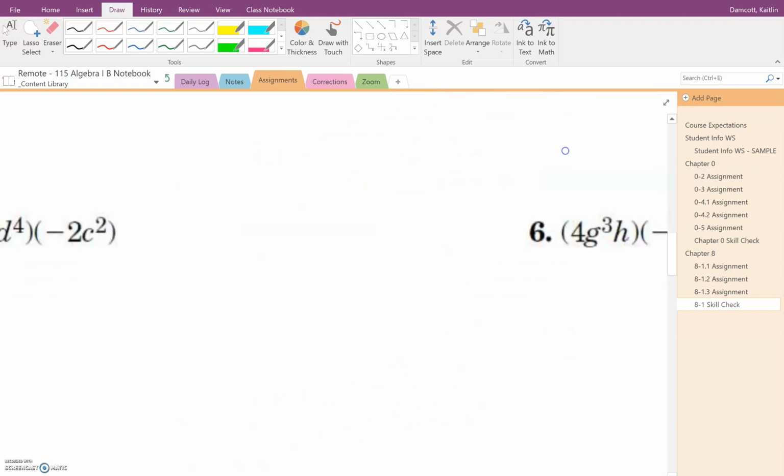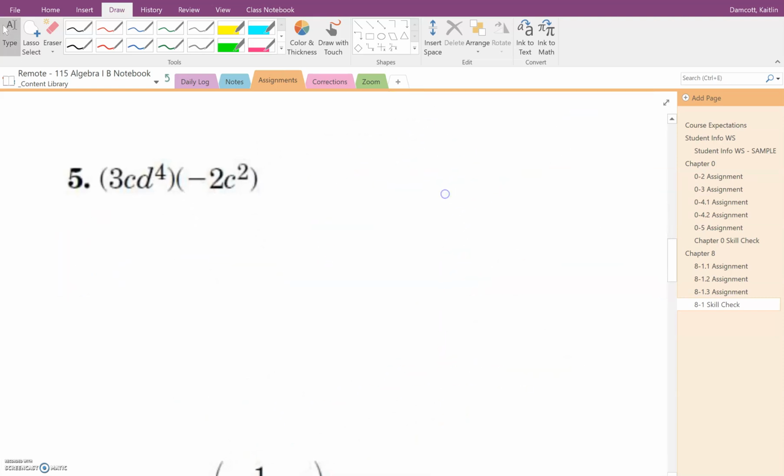Dang. All right. Okay, next one. We do our numbers first. So 3 times negative 2 is negative 6. So we've got that first number. Then we've got c times a c squared. C is the base, it stays. There's a phantom 1 here, so we've got 1c here and another 2 here. We add them together. 1 plus 2 gives us 3.